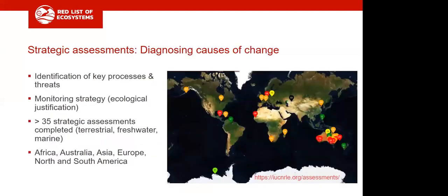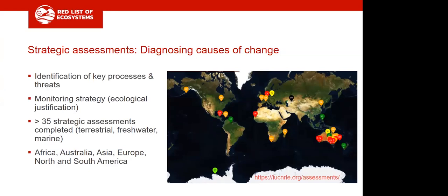So just broadly, I'm showing you some of the progress that the RLE has had in these past 6 years or so in terms of each of these types of assessments. This map shows most of the strategic assessments that have been conducted so far. As you can see, they are distributed across the world with a large hub of assessments in Australia, just because that's where a good part of the RLE leading thematic group members are based.